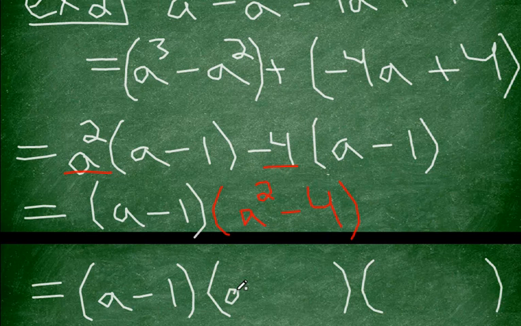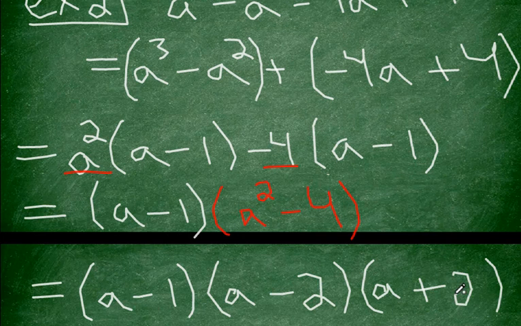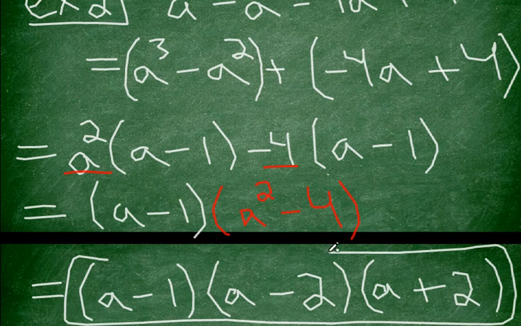And I know that the pattern is always the variable minus the square root of this number, the variable plus the square root of that number. So in other words, I'd have a minus 2 and a plus 2. And there we go. That is what's known as the prime factorization. I can't break these down any further.